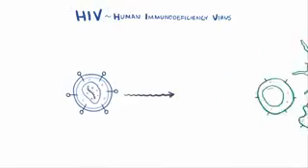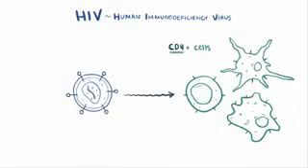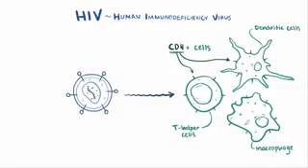Alright, HIV targets CD4 plus cells, meaning cells that have this specific molecule called CD4 on their membrane. Macrophages, T helper cells, and dendritic cells are all involved in the immune response and all have CD4 molecules. Therefore, they can be targeted by HIV.